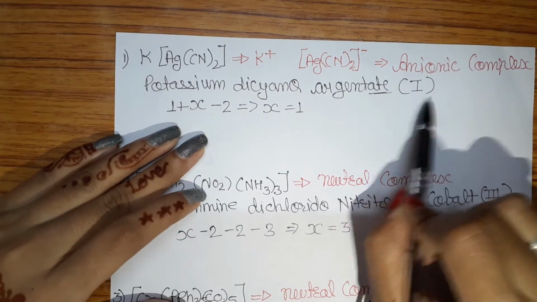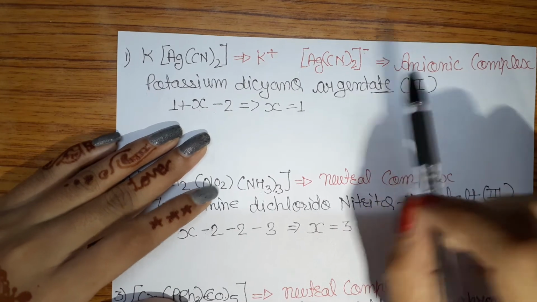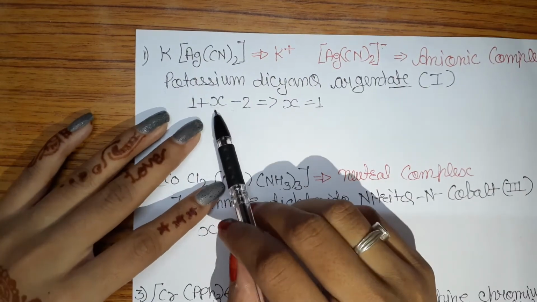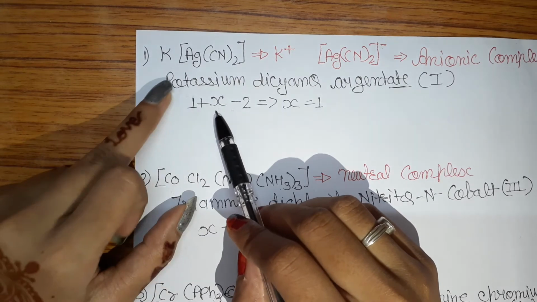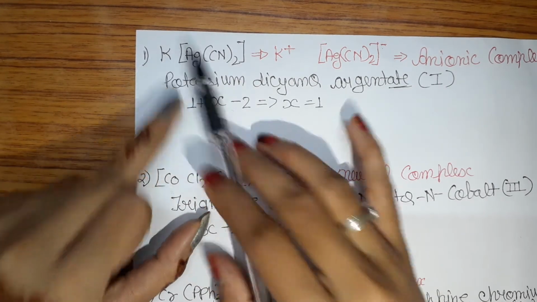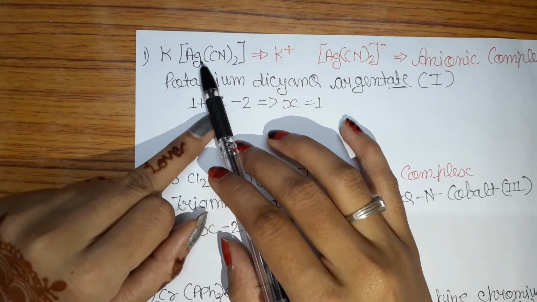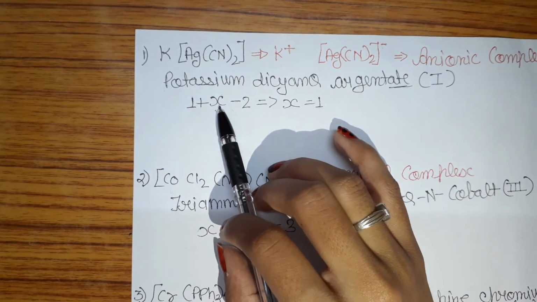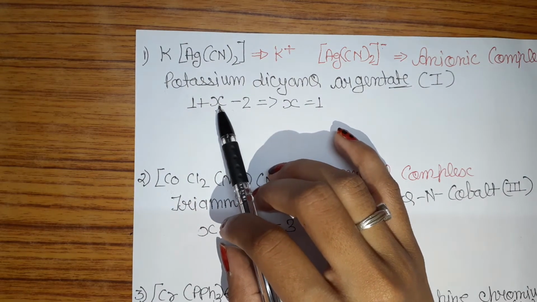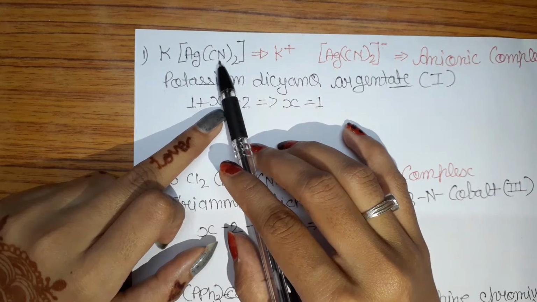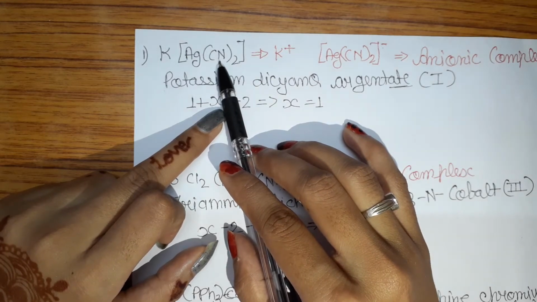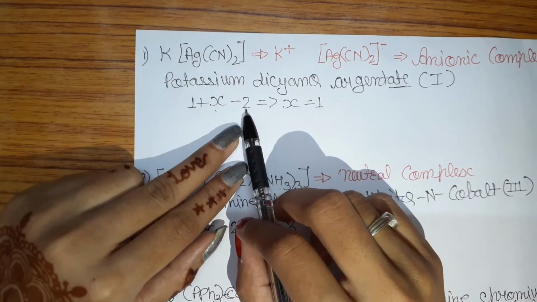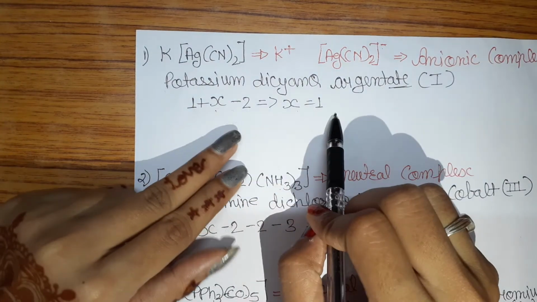Now what is its oxidation state? Why is it +1? We calculate it here. K has a +1 charge, so +1 for K. Then for the oxidation state of Ag, we write X. Then CN, that is cyano, has a -1 charge, and we have 2 cyano, so -2 charge. By solving this we get X equal to 1.